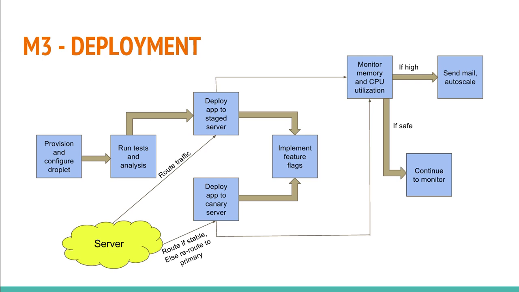Milestone 3. Moving on to milestone 3, we did the following. We are provisioning and configuring the droplet. We ran tests and analyzed the commit. If successful, we deployed the app to the production environment. We monitored the deployed application, and if the usage was high, we sent an email and also autoscaled. We also implemented a feature flag which could be toggled on or off in production environment. Apart from this, we also did a canary release and routed a percentage of traffic to this staged release. If it threw any error, we stopped routing traffic to it.